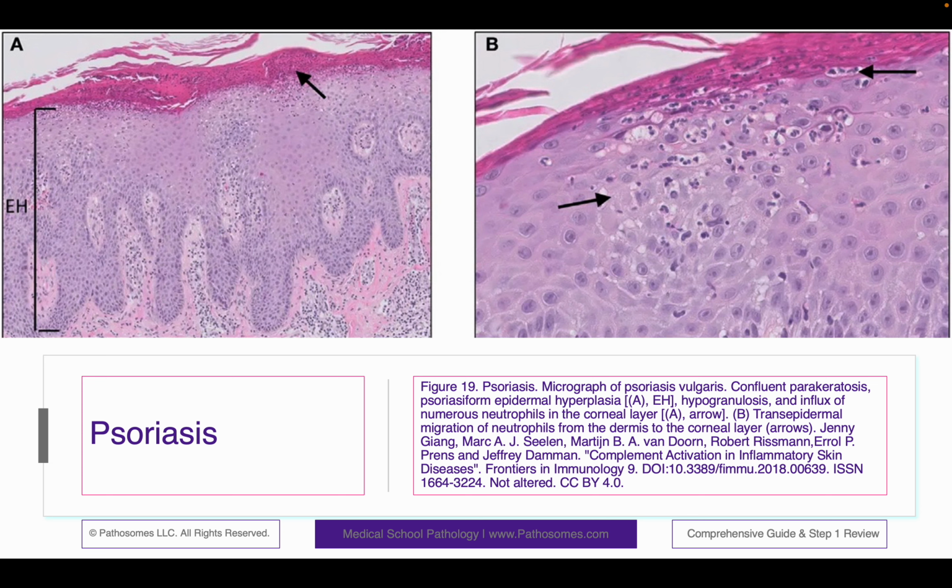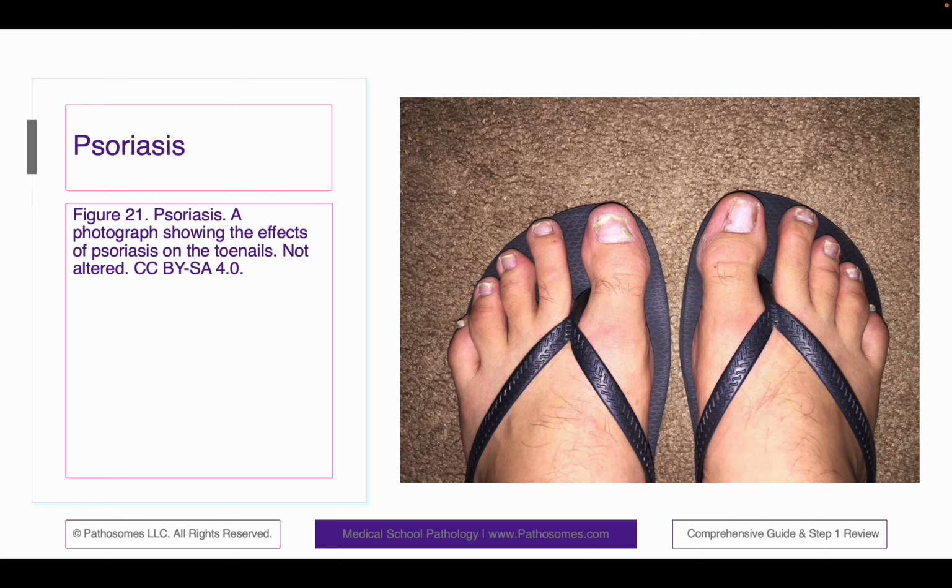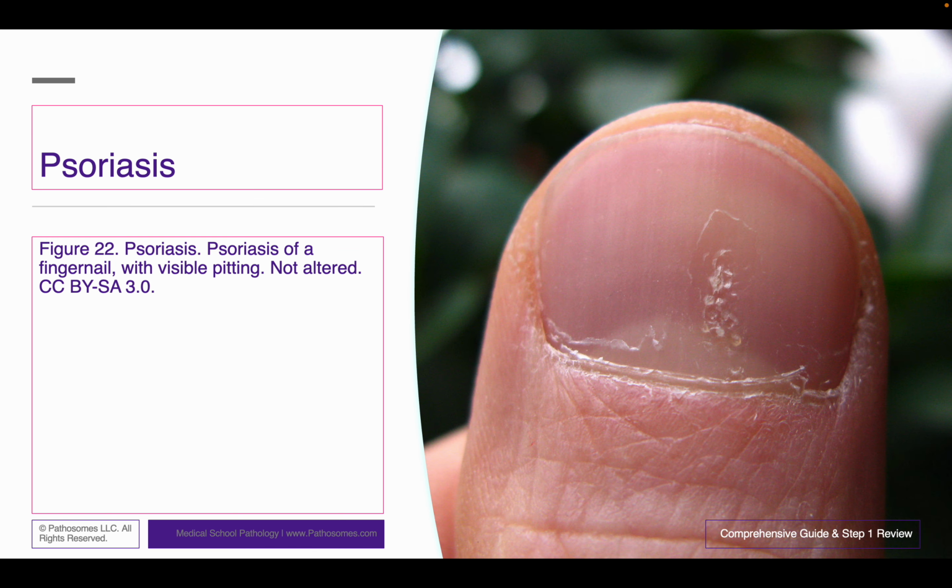And here we have histology of psoriasis. Note the confluent parakeratosis and the psoriasiform epidermal hyperplasia. And more psoriasis, this time on the back of a patient. And a picture showing the effects of psoriasis on the toenails. And here we have the nail pitting associated with psoriasis in some patients.